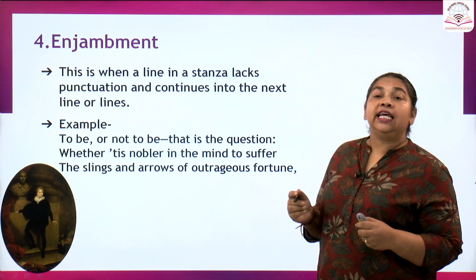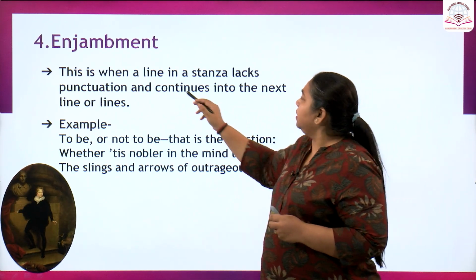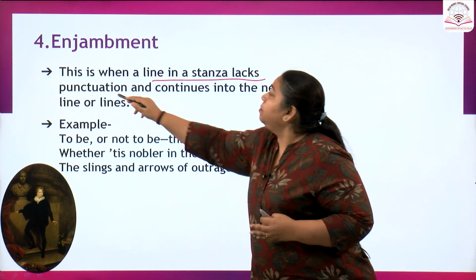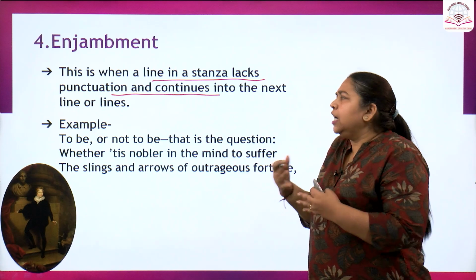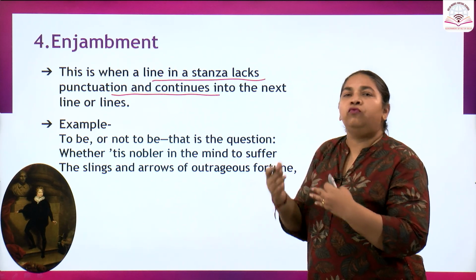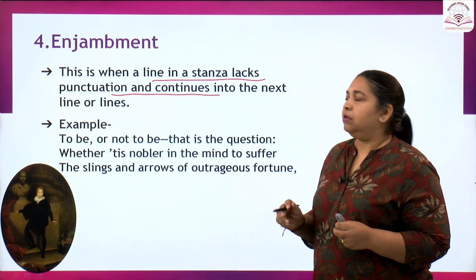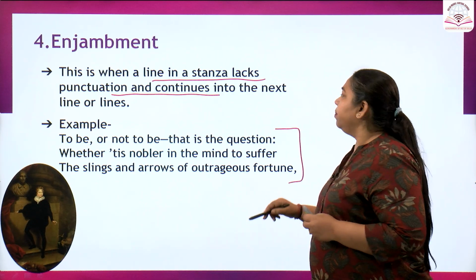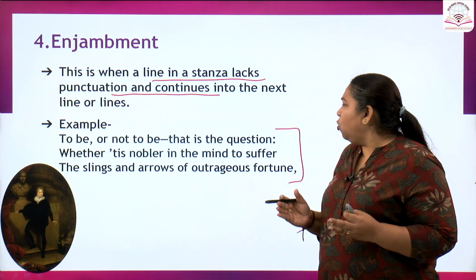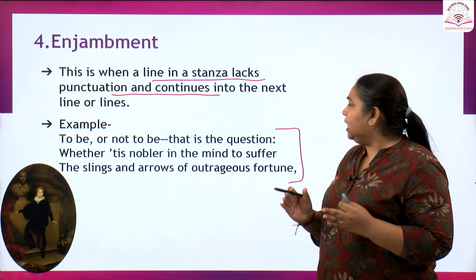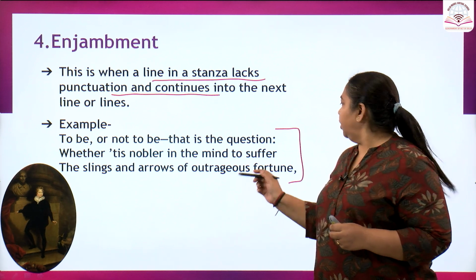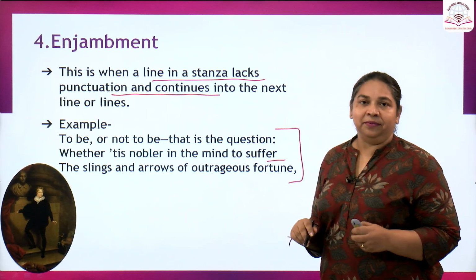The next one is enjambment. In enjambment, there is a stanza where one of the lines misses the punctuation and continues into the next line or other lines that follow. We have an example from the play Hamlet. To be or not to be, that is the question. Whether it's nobler in the mind to suffer the slings and arrows of outrageous fortune. So we don't have a punctuation mark here.